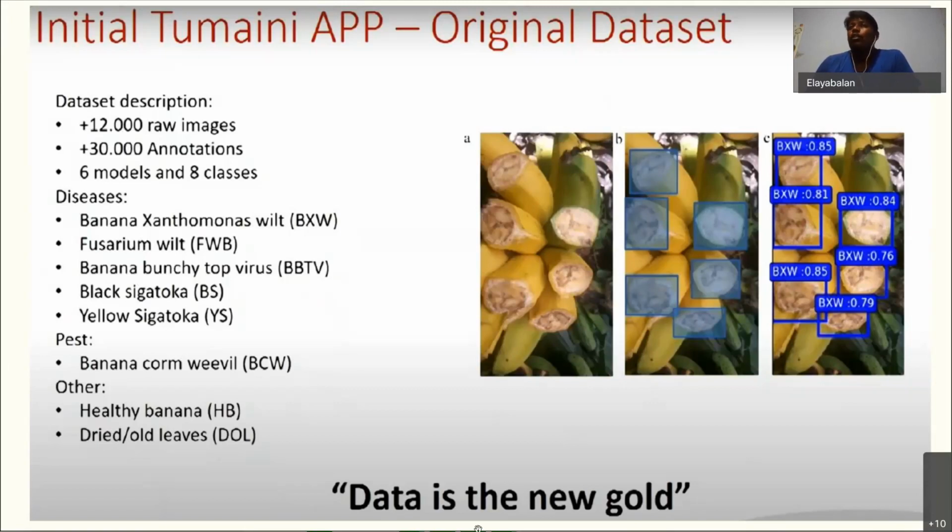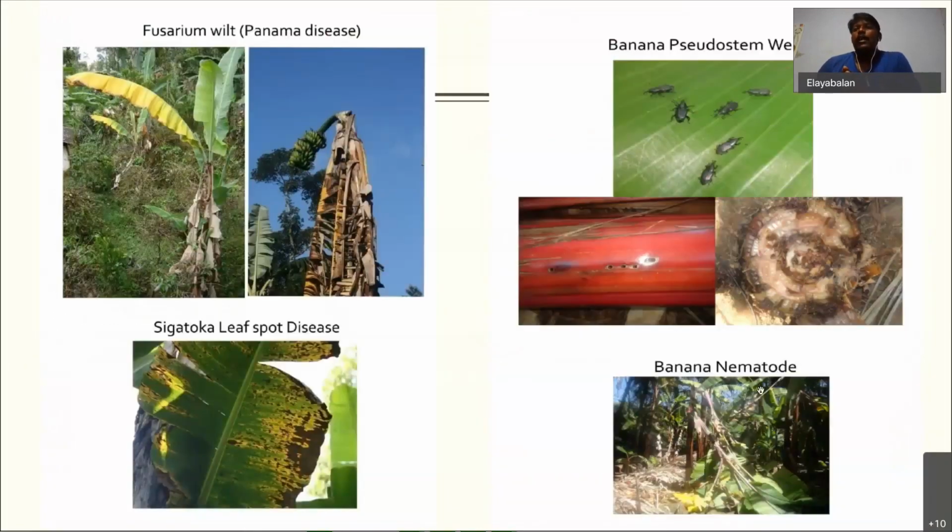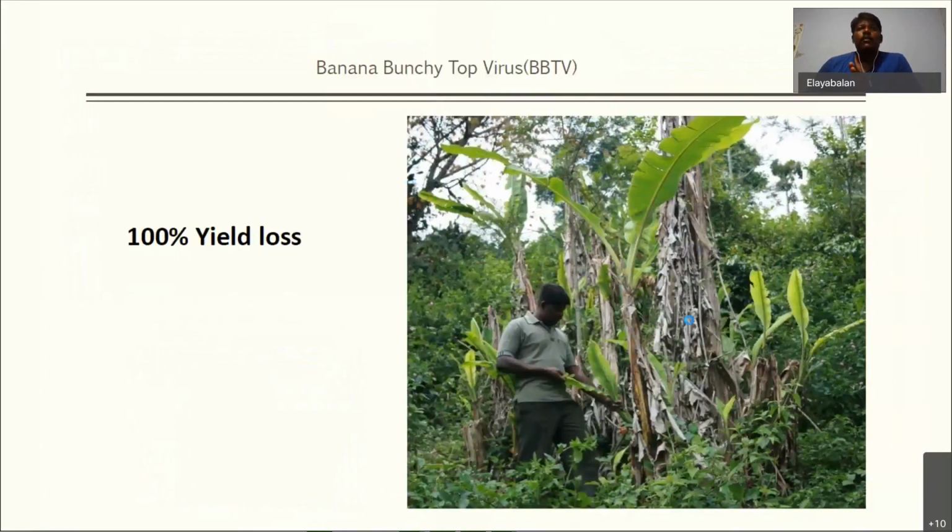So collecting the images is the foremost important thing, and labeling is the foremost important thing. Human knowledge should be converted into artificial intelligence, so the machine should do the labeling. With proper labeling we train it. You know Fusarium wilt; everyone should know the disease, leaf spot, corm weevil and nematodes. With a viral disease there can be 100% yield loss, but the farmers don't know. They want a recommendation. So this is our data sheet.